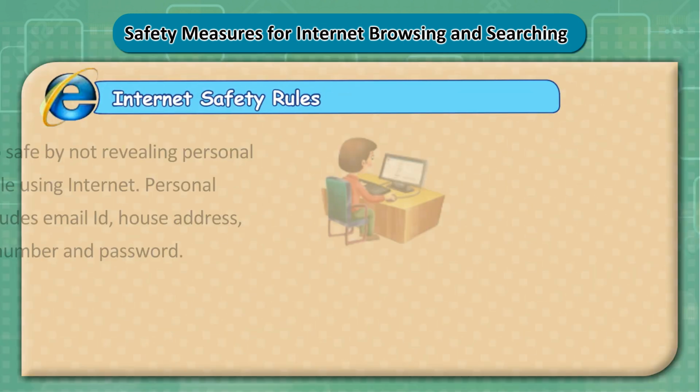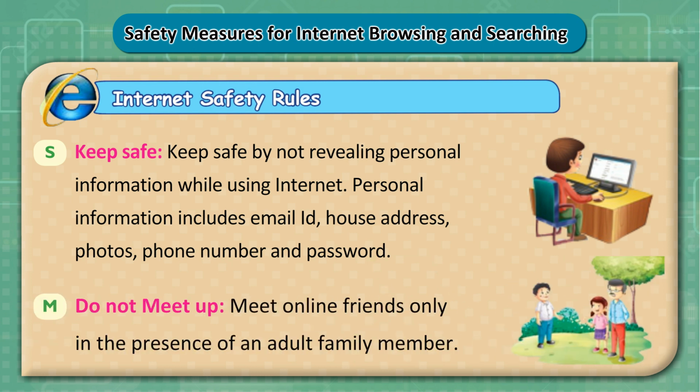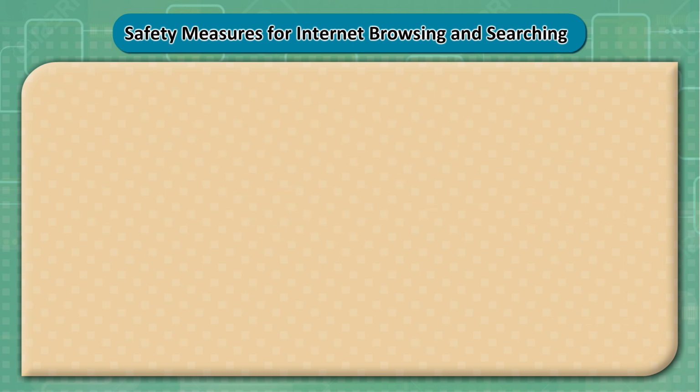Internet Safety Rules. S. Keep safe. Keep safe by not revealing personal information while using internet. Personal information includes email ID, house address, photos, phone number and password. M. Do not meet up. Meet online friends only in the presence of an adult family member.